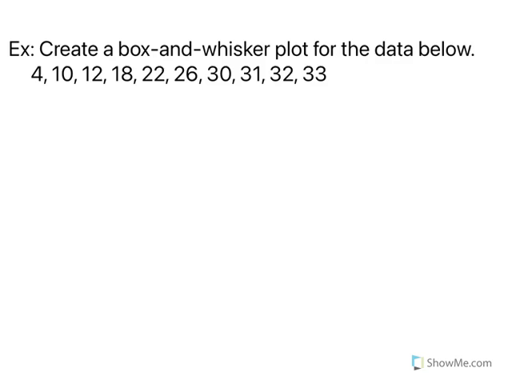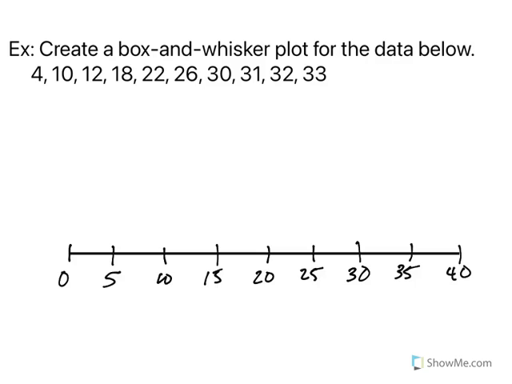All right, let's do one more. I've got 4, 10, 12, 18, 22, 26, 30, 31, 32, and 33. I'm going to go ahead and get us a number line. All right, now we're ready. So we can see 4, 10, 12, 18. I think I read these already. My minimum is 4. My maximum is 33.